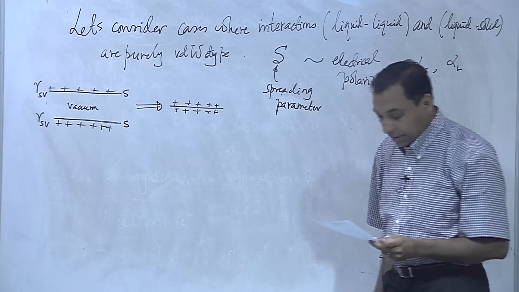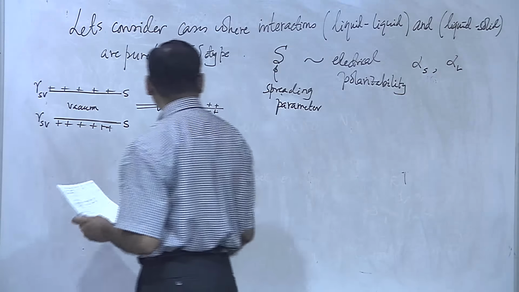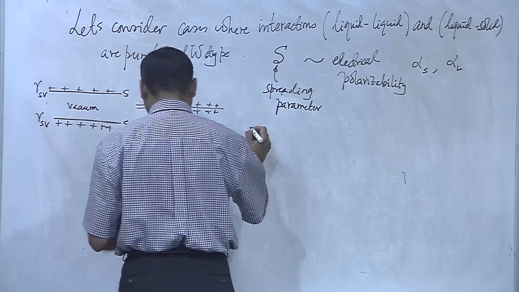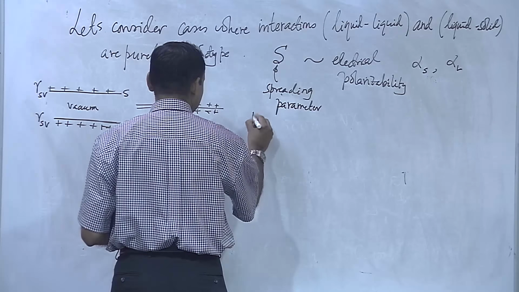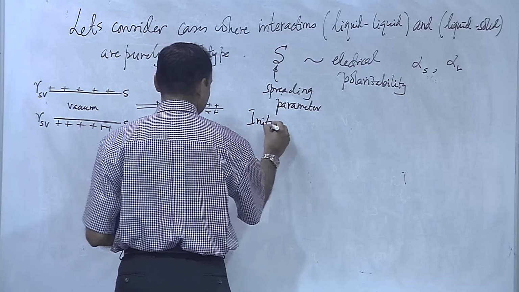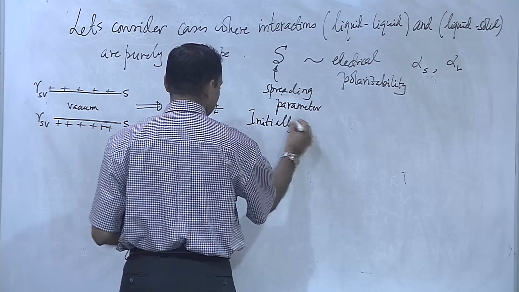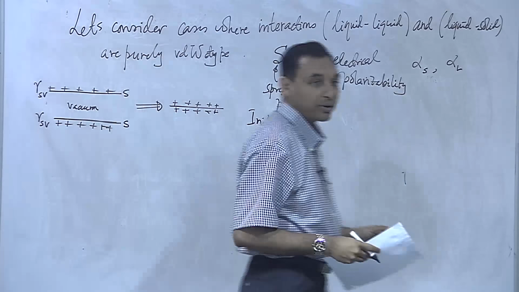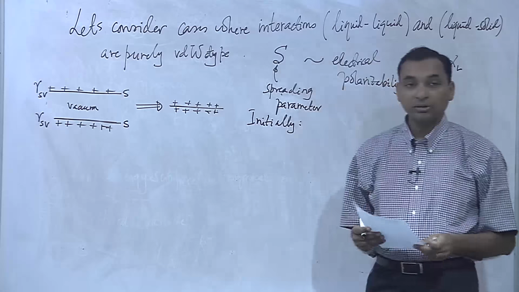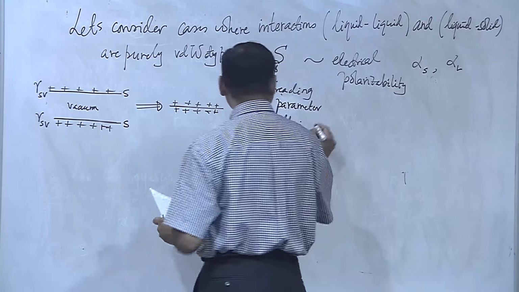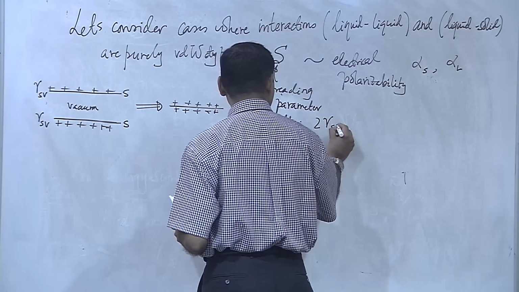So, what will be the initial energy, what will be the energy in the first case? So, initially what is the energy? When the two plates are separated, there will be 2 gamma SV, right. So, it will have 2 gamma SV. Okay.